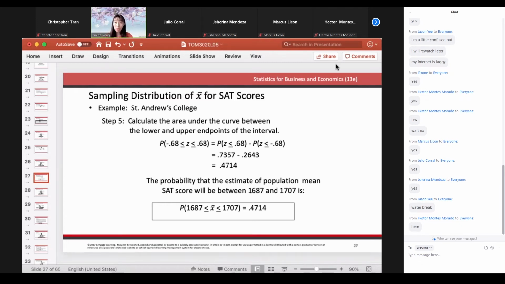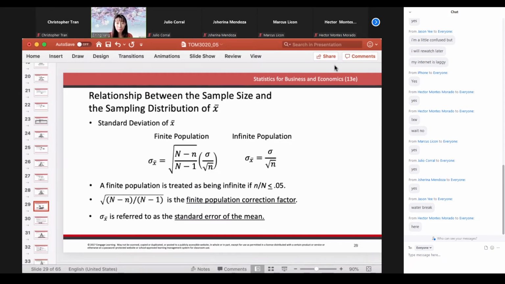Then if we ask ourselves, how can we improve this estimation? We want to be more confident and we want to be more precise. We want to be able to provide an estimate that really reflects the population mean. So if we want to enhance our estimation, one way to do that is to enlarge the sample size. So that's usually the easiest way.